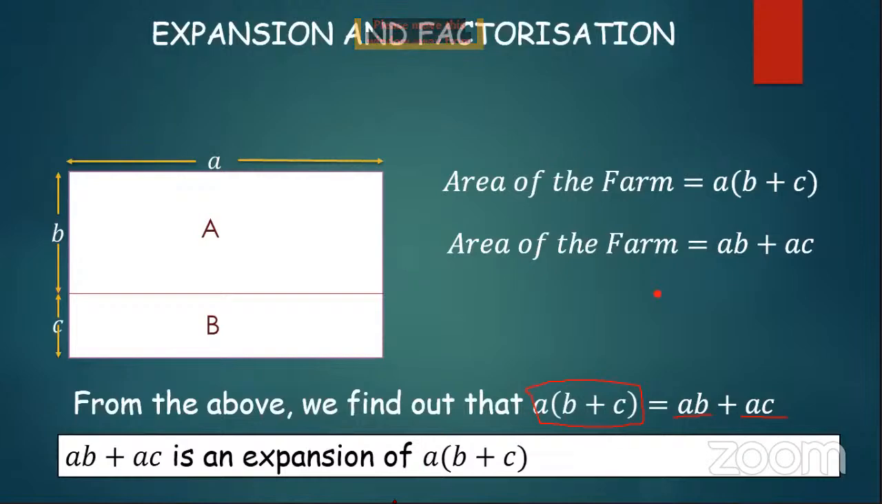So we are saying AB plus AC is an expansion of A into B plus C. That is what I'm saying: if we expand A into B plus C, we shall get A times B plus A times C, and that will give us AB plus AC.